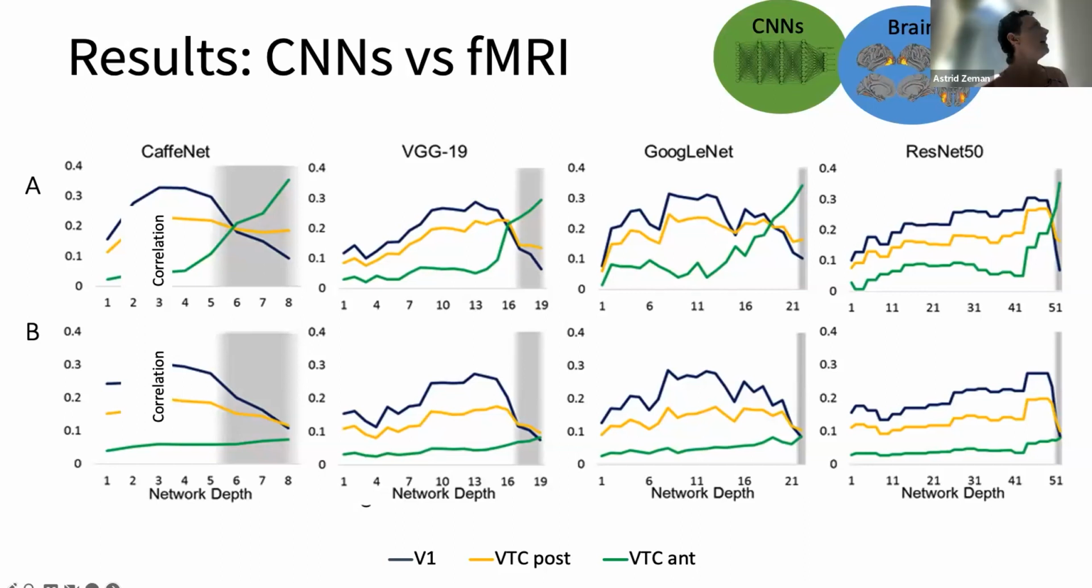Apologies about that axis. If we look at the same data set, A and B, we can look at these three different areas. Blue is V1, the early visual area, and anterior VTC is where we expect the object recognition to pop out.